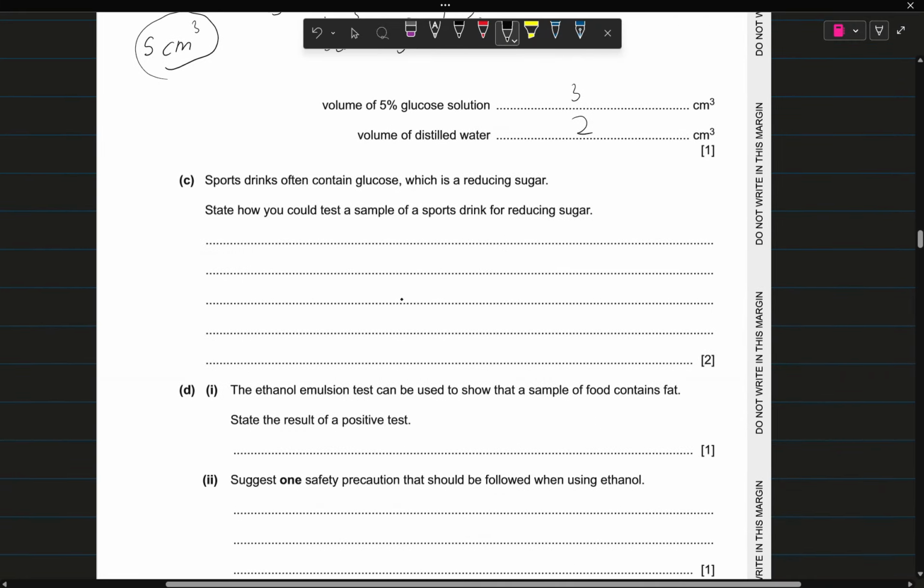Sports drinks often contain glucose, which is a reducing sugar. State how you could test a sample of a sports drink for reducing sugar. To answer this question, you have to be familiar with the biological tests. For reducing sugars, the test should be the Benedict solution test.